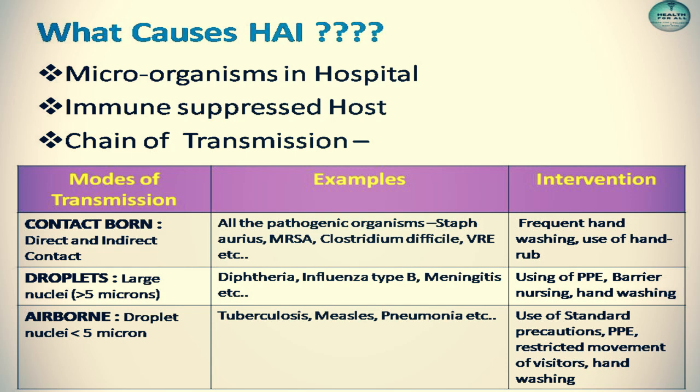Number 3 is airborne transmission. Any microorganisms whose nuclei are less than 5 microns in diameter are usually spread via air. We can call them airborne pathogens. Examples are tuberculosis, measles, pneumonia, etc. And how can we prevent it? Use of standard precautions like PPE, restricted movement of visitors, hand washing, and proper decontamination, disinfection, and sterilization.